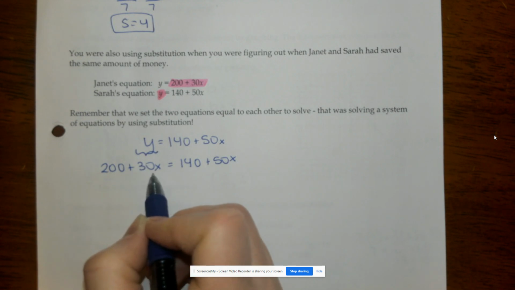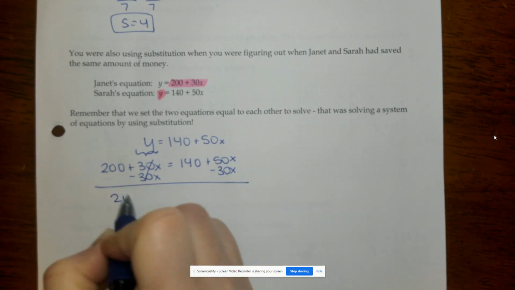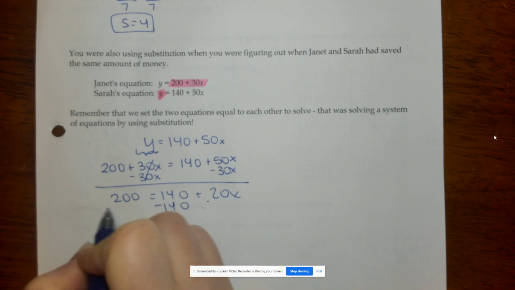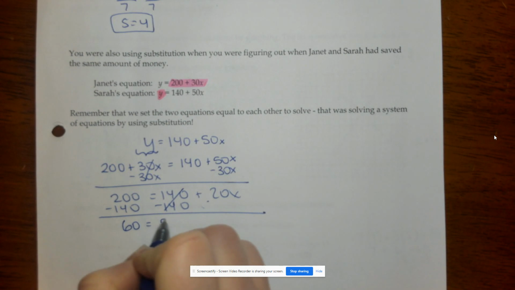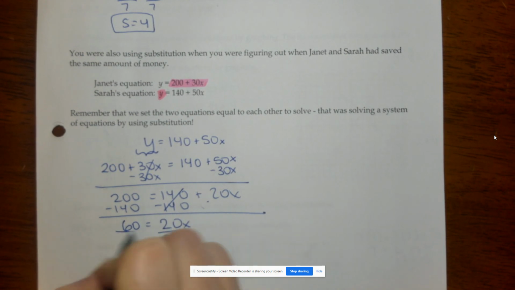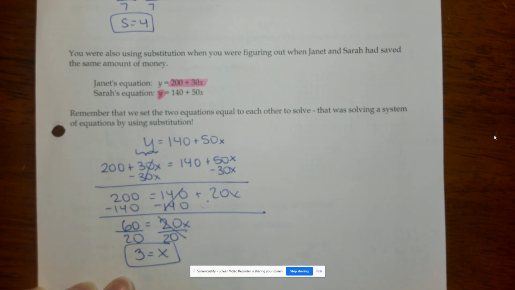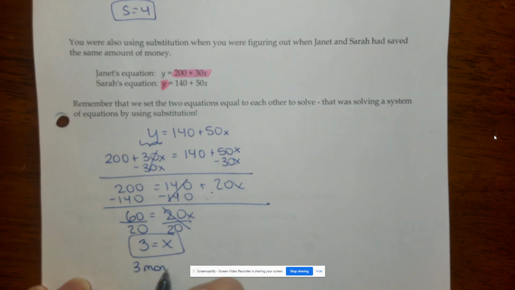So here I am going to subtract 30x on the left, subtract 30x on the right. I'm going to subtract 140 on the right, subtract 140 on the left. It's down to a two-step equation. 60 equals 20x, and divide both sides by 20. I'm going to get 3 equals x, or x equals 3. Now, the x value stood for months in the original scenario. So if we just wanted to know how many months it would take for them to have the same amount of money, we would say 3 months.